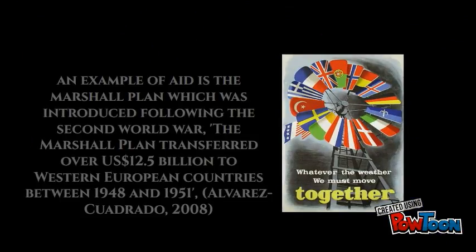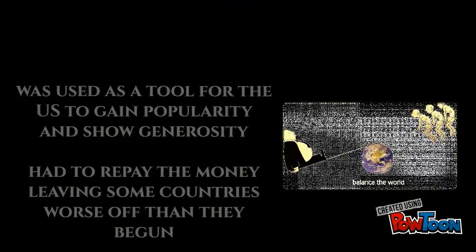The Marshall Plan was introduced following the Second World War, which saw over $12.5 billion transferred to Western countries to help with the immediate aftermath of the war. One problem that many people found with the Marshall Plan was that the US provided the money to gain popularity for their own benefit rather than that of the Western countries. Another problem was that the money had to be repaid, leaving some countries worse off than they were before receiving the money.